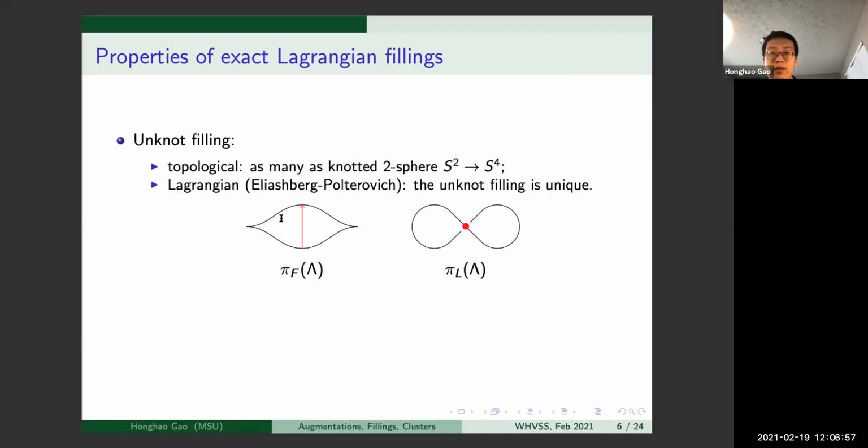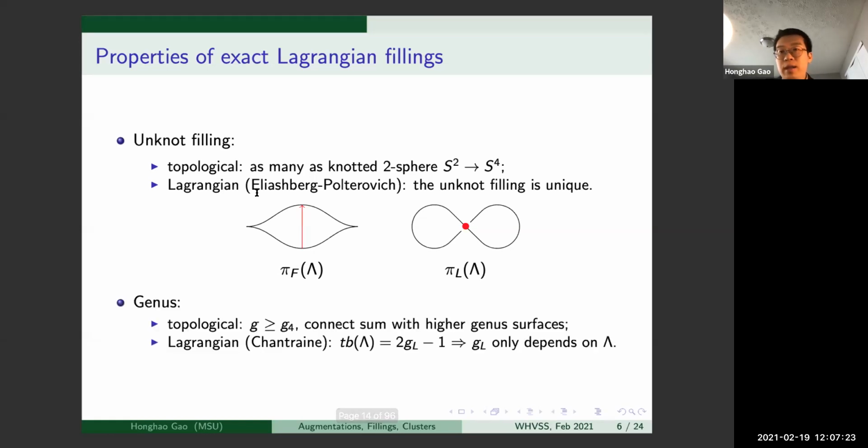So you can think about this unknot here as a plot, and then you think about the filling as a movie where I shrink my knot to smaller and smaller, and eventually it becomes a point, and then disappears. So that's the unique unknot filling as described by Eliashberg and Polterovich.